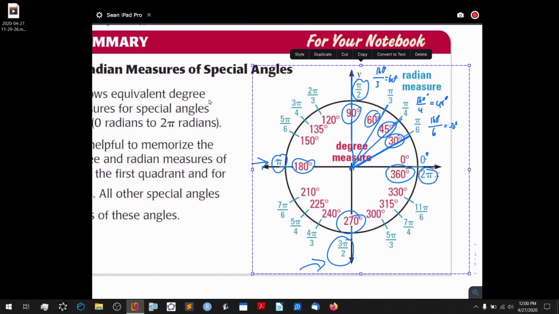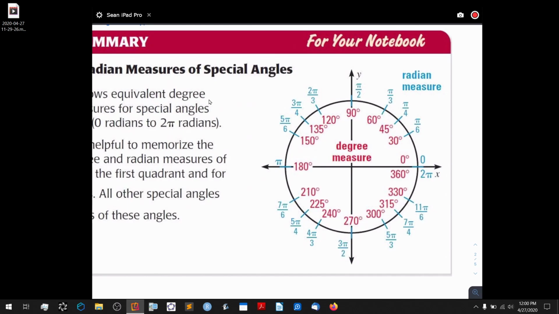So let me take all this stuff out of here, and it's how do I deal with the other ones? So what you say to yourself is this. Let's pretend you don't see this, and I ask you, hey, how big is 2 pi over 3? Or you'll later learn, what's the reference angle or something like that. Okay, so what you say to yourself is this.